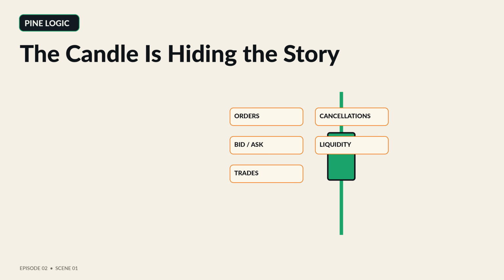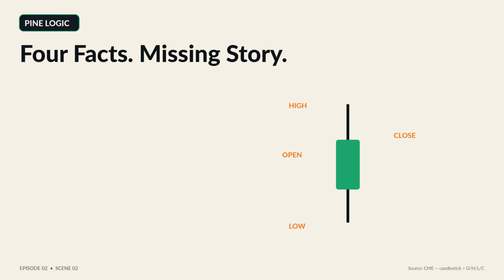A candlestick gives you 4 hard facts for its time period: open, high, low, and close. Useful, but incomplete. It does not show the exact path between those prices, who was urgent, how much liquidity waited at each level, or which orders disappeared without trading.